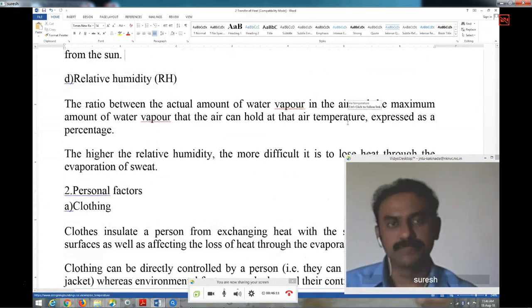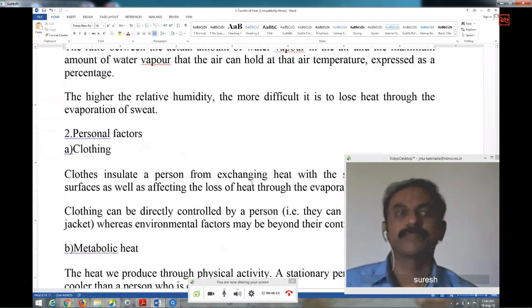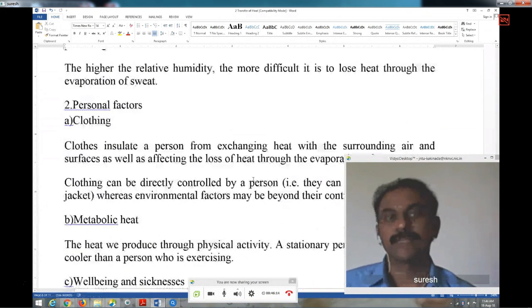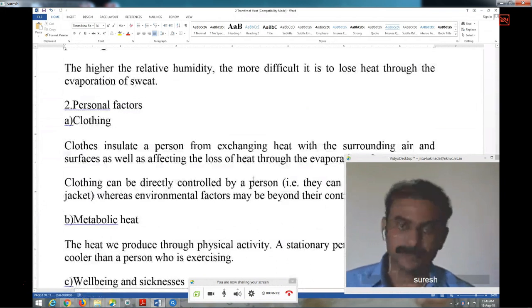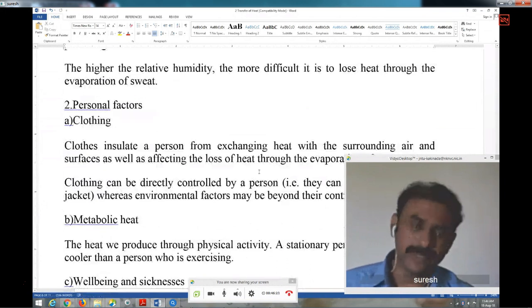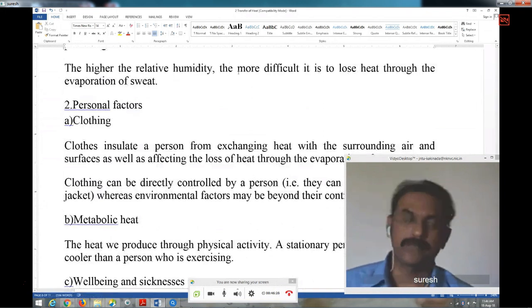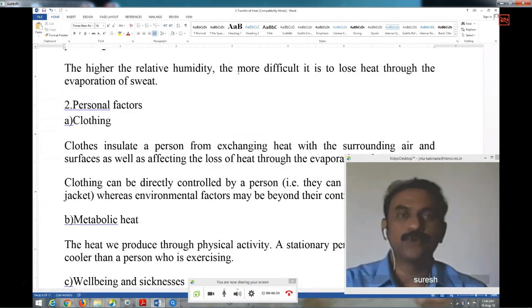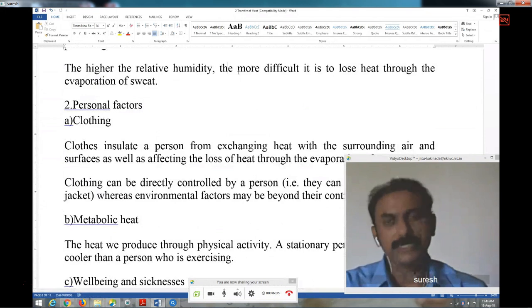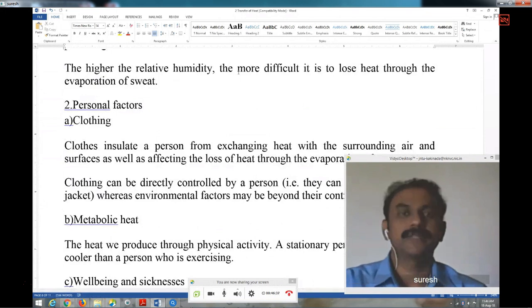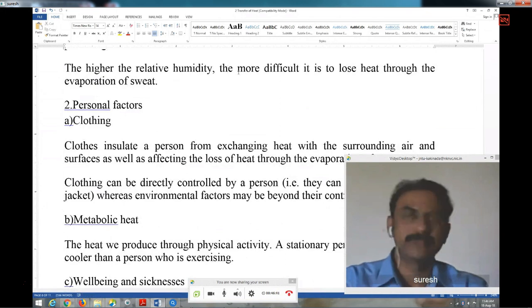The higher the relative humidity, the more difficult it is to lose heat through the evaporation of sweat. So sweating is also a physical phenomenon related to the person. Here humidity is more, that means the surrounding air is carrying more moisture. Automatically, your body is not going to release heat in the form of sweat. This phenomenon we have observed in our life.